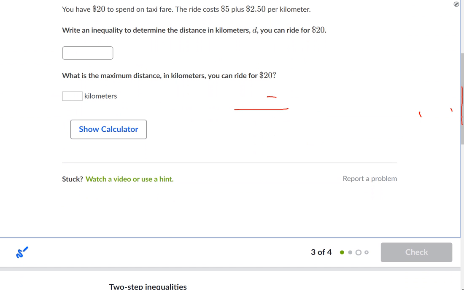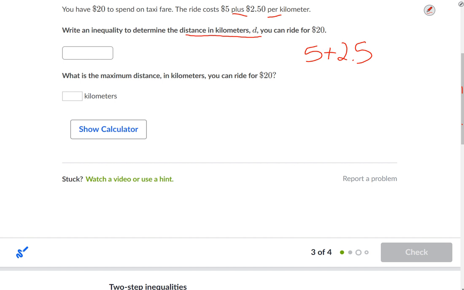What does the ride cost? Right across, $5. Okay, it does cost $5, but it also says plus $2.50 per. There's another keyword. $2.50, but for the $2.50, I don't have to write $2.50. I can write 2.5 per kilometer, but they've told you that we're going to call the kilometers D.